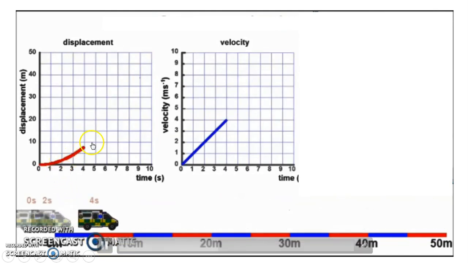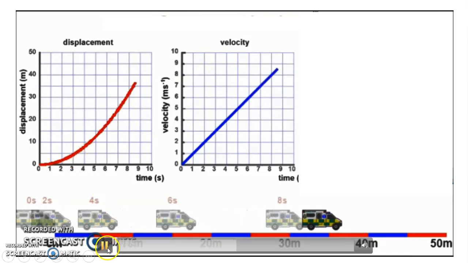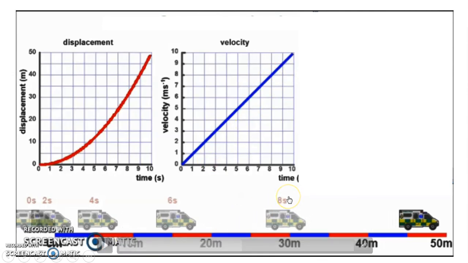The next example is a little bit more interesting. You can see the gradient of my distance time graph is increasing, right? So as it increases, that means my speed is also increasing. Can you see my speed here is increasing as well? Something interesting to take note of: as my speed is increasing, what is this?